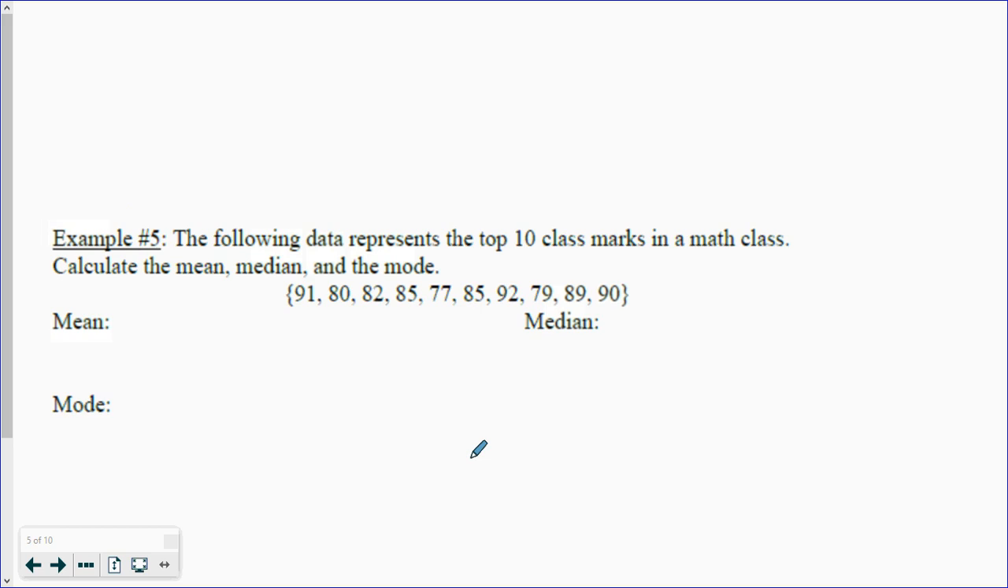So the following data represents the top 10 class marks in a math class. Calculate the mean, median, and mode for the data set. So this is a data set. These are the top 10 class marks. So mean, median, and mode. So we know that for median and for mode, we're going to need to order it. So put it in order from lowest to highest.